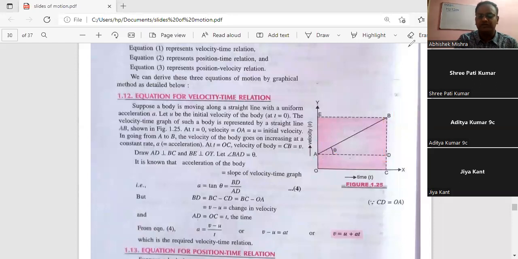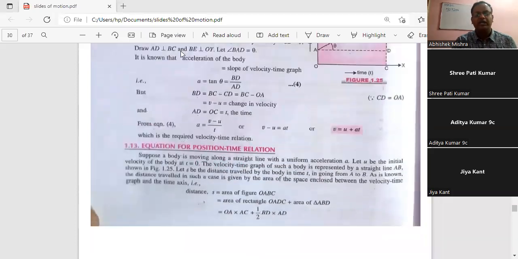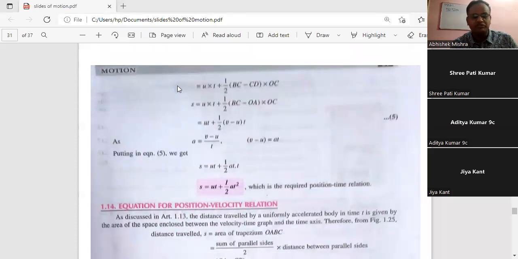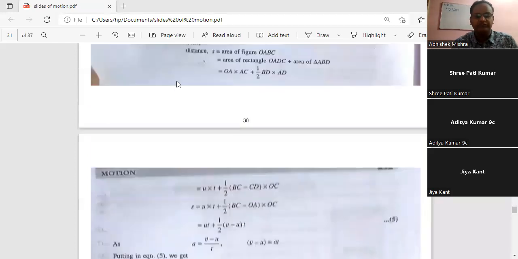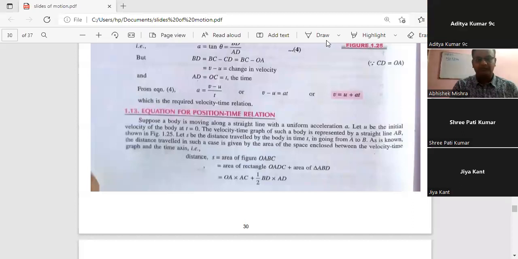Now we will come to the next equation. See, students, to get the second equation, that is S is equal to UT plus half AT square, the position time relation, we will now consider the figure. Students, you can remember in the class, when we discussed the position time relation, we said it is the area of the rectangle plus the area of the triangle.